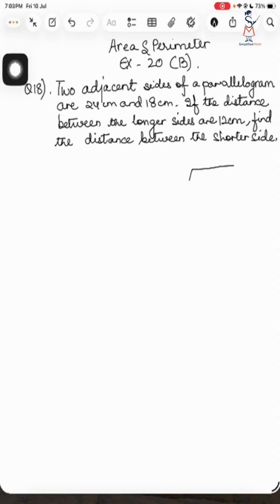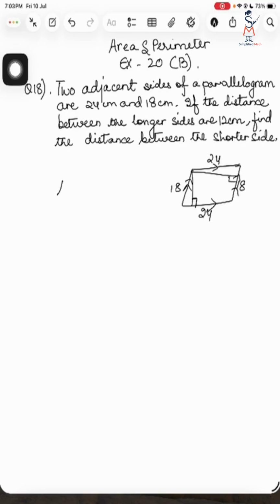Very easy. This is a parallelogram. Adjacent means side by side. This is 24, then this is 18. This is also 24 because the opposite sides are equal in a parallelogram. Fine. Now the distance between the longer sides, this is the distance. Distance means making an angle of 90 degrees. It is 12 centimeter. So we have to find the distance between the shorter sides, which means we have to find this distance.